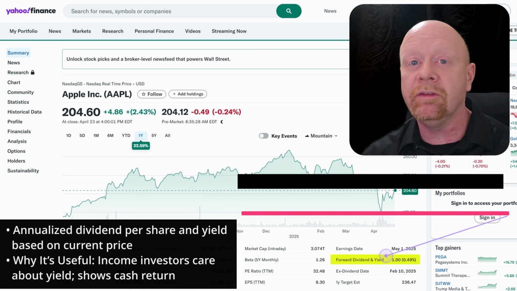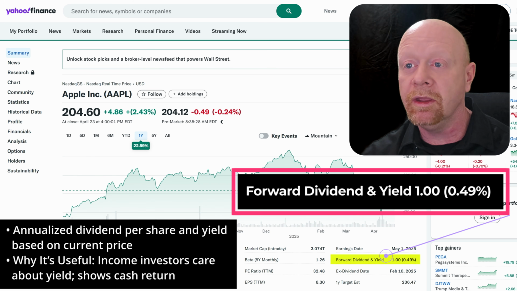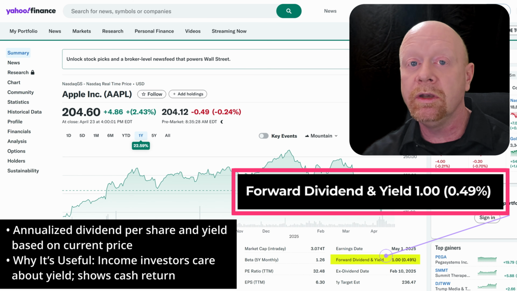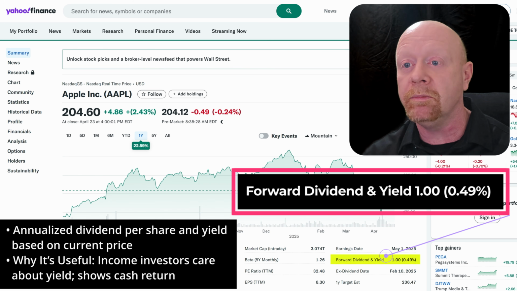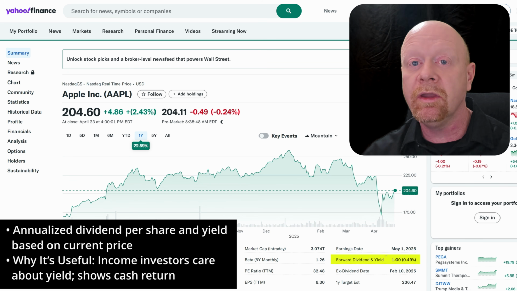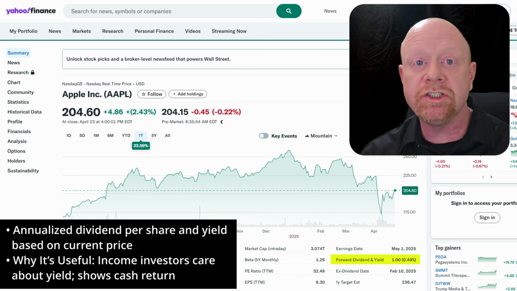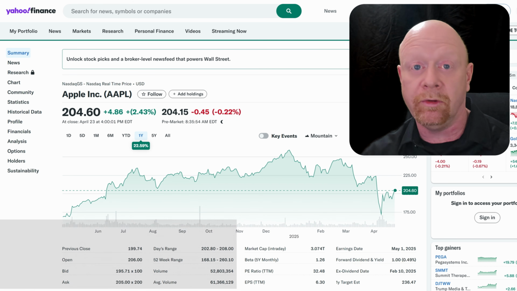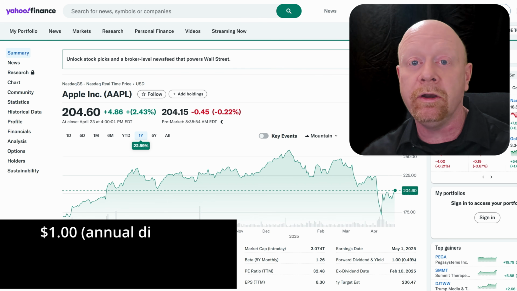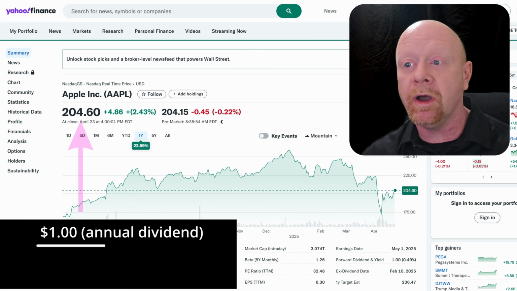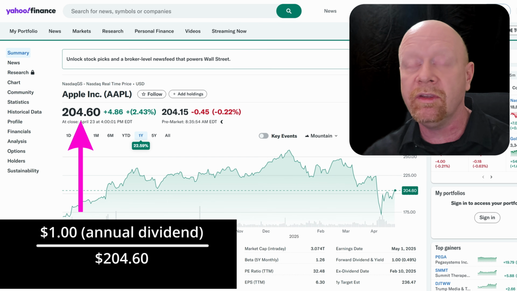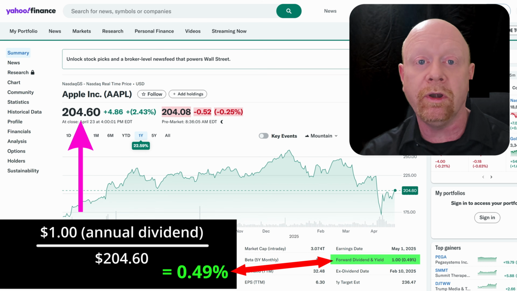Number 14 is the forward dividend and yield. So 1.0 divided by 0.49%. This is annualized dividends per share and yield based on the current share price. Why is this useful? Income investors care about the yield. It shows the cash returns. So to calculate this, take the $1 annual dividend, divide by 206, the price, equals 0.49%.